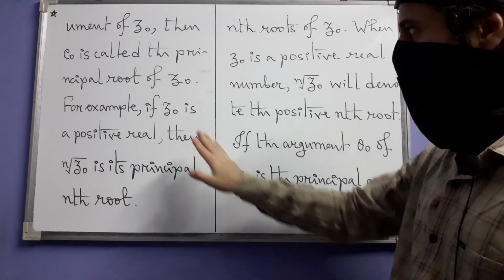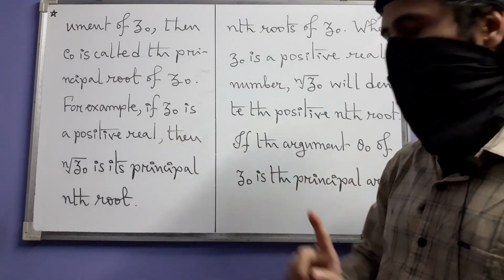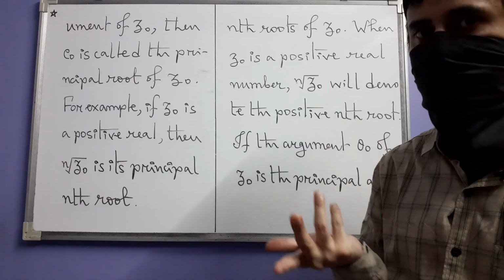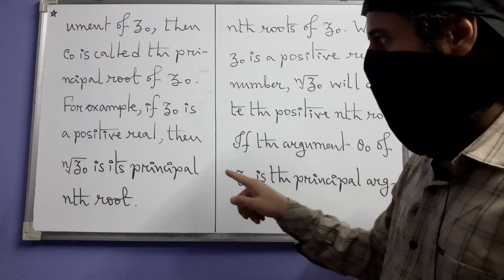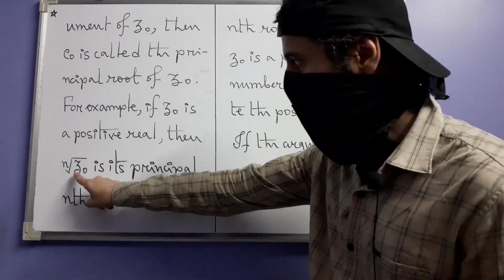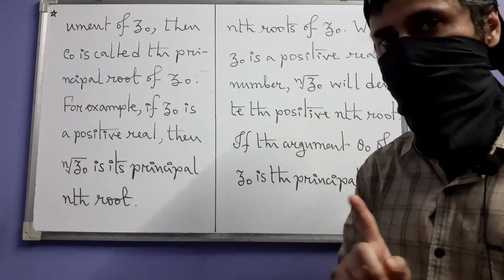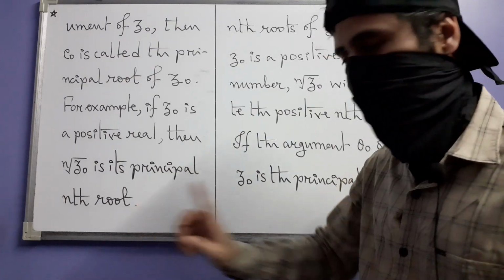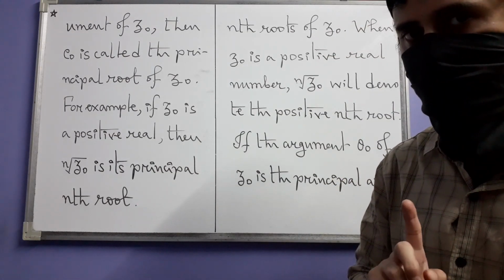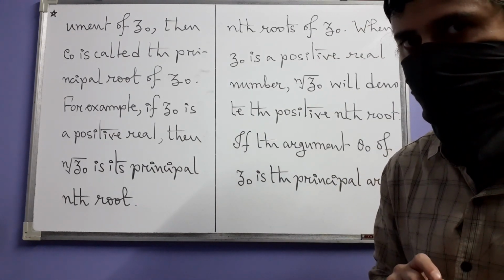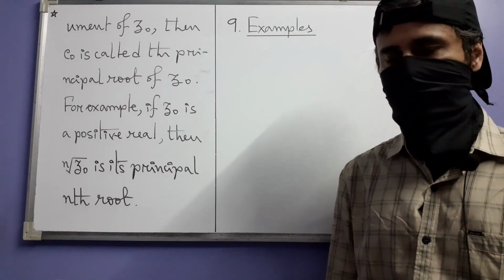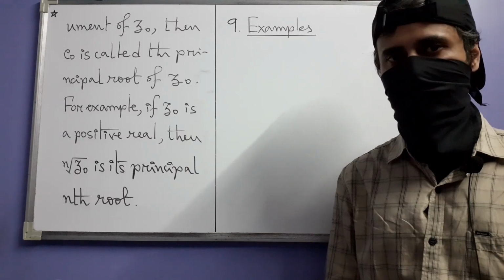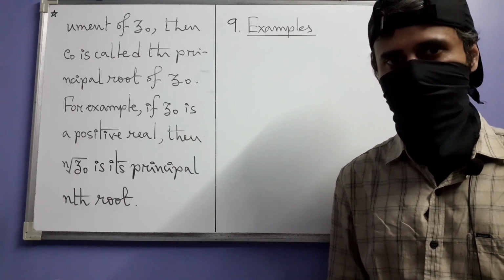For example, if your complex number is a positive real number, then what is its principal argument? 0. So that is why c0, which corresponds to that principal argument, is the principal root or principal nth root of z0. Next we have section 9, which has examples. Don't be afraid, it won't take long, there are only 3 examples.